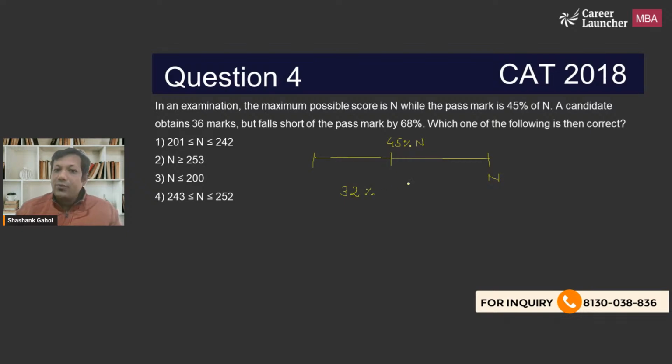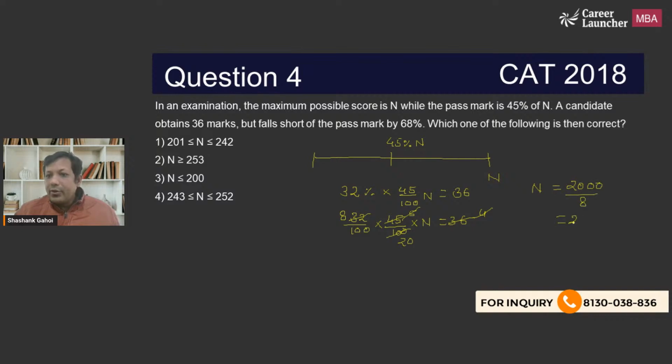Now what are the pass marks? That is 45%. So the student is scoring 32% of 45% of n. So 45% I can say is this, and that is equal to his marks. And what are his marks? That is 36. So I'm going to write it as 32 by 100 into 45 by 100 into n, and that is equal to 36. So basically, 9 into 5 is 45, 4 into 5 is 20, 4 into 2 is 8. So I can say the value of n is going to be 2000 upon 8.